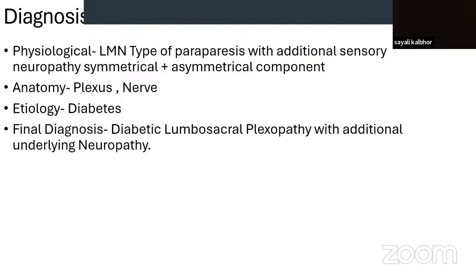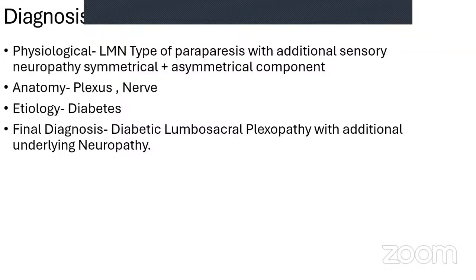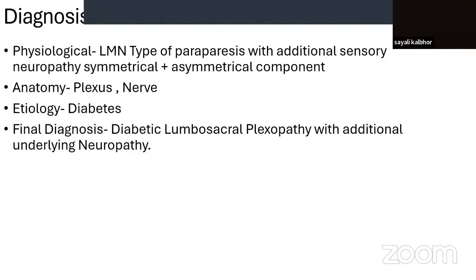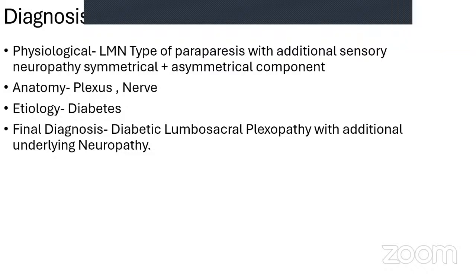Sir, it is in the distribution of the lateral cutaneous nerve. So that has to come here. It's not written there anywhere. Sir, I've just mentioned the asymmetrical component for that in the final diagnosis. The underlying sensory neuropathy is your explanation for the numbness in the legs, right?